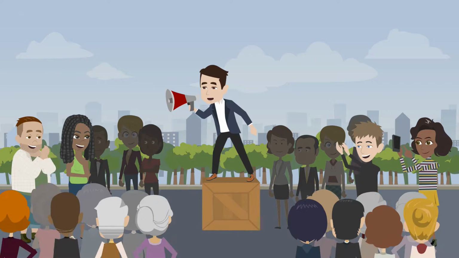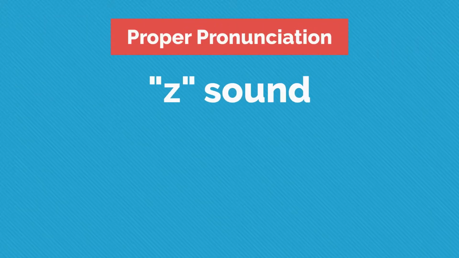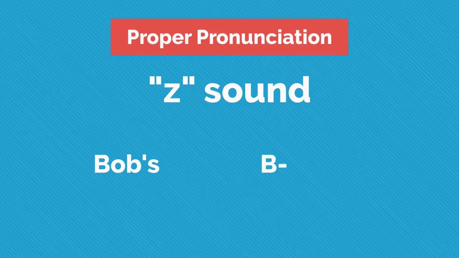When using apostrophe s or s apostrophe, you need to make sure you are properly pronouncing the word, so that other people understand you are using the possessive when talking. In both cases, the sound is a Z sound. In other words, you would pronounce Bob's as B-O-B-Z.